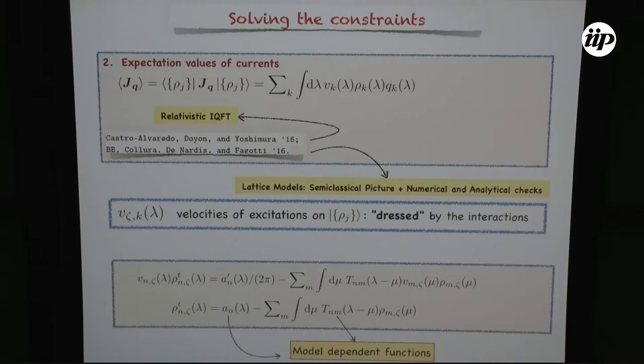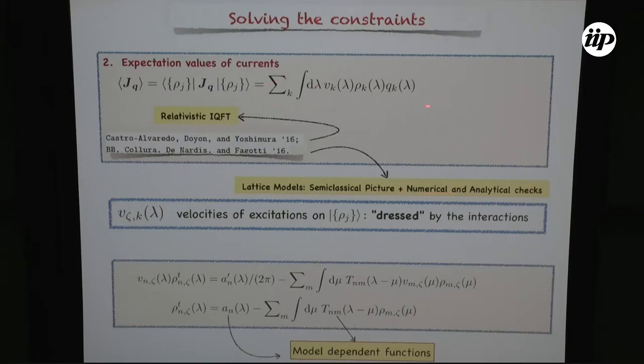What was not known before until 2016 was how to compute the expectation value of currents on the same state described by the root densities. So this has been the main breakthrough of these papers in 2016, one by Olalla Castro-Alvaredo, Benjamin Doyon, and Takato Yoshimura, and the other by us. They did it for relativistic integrable quantum field theories, and they did not have a proof of it, instead they argued it on the basis of a semi-classical picture, and we had some numerical checks.